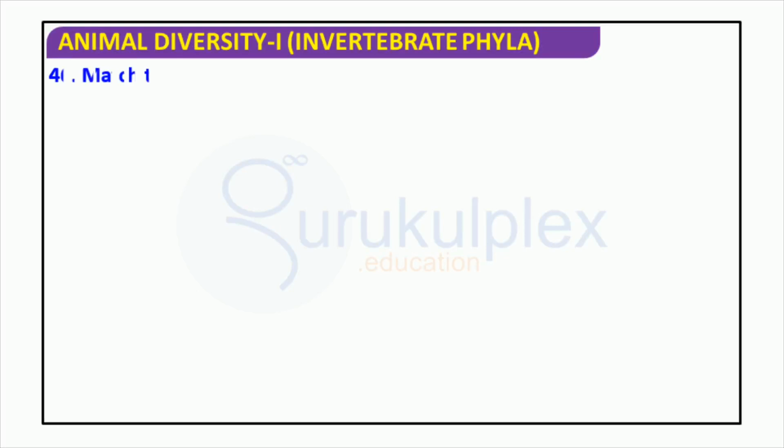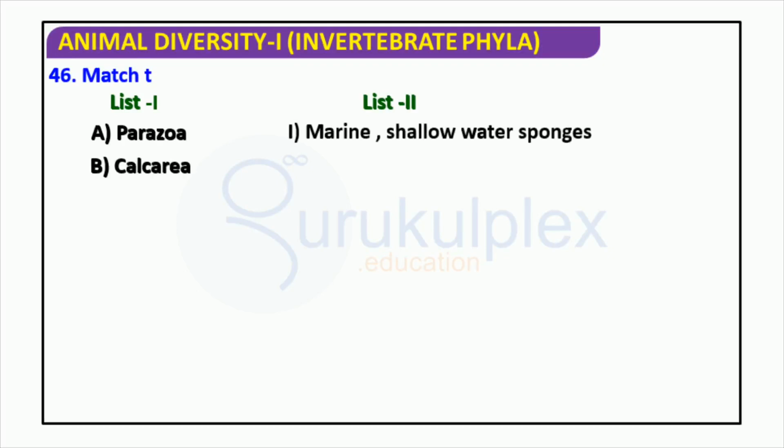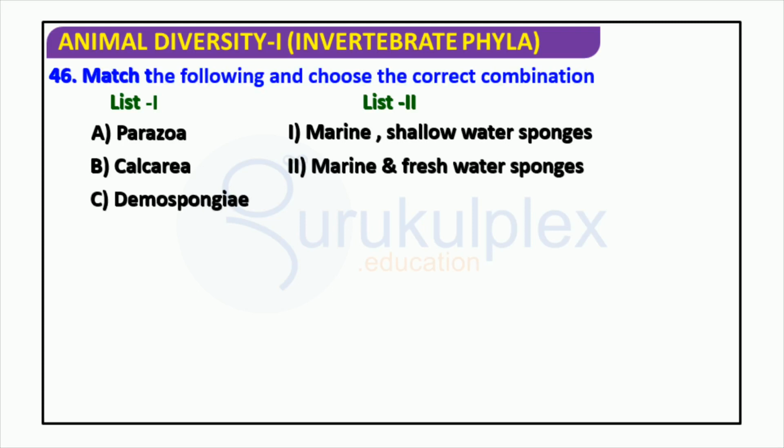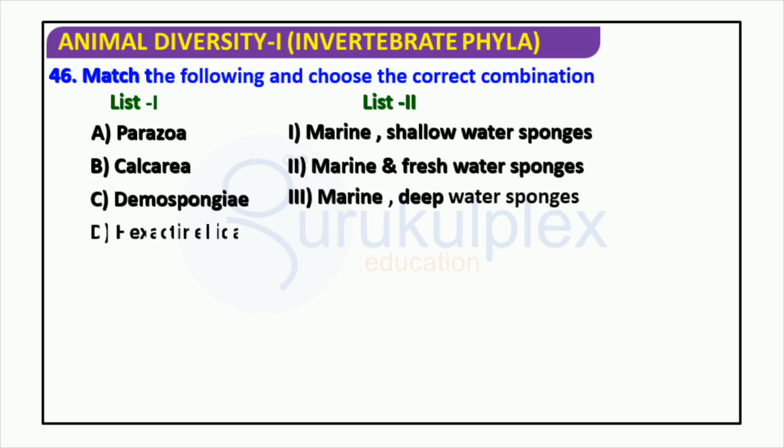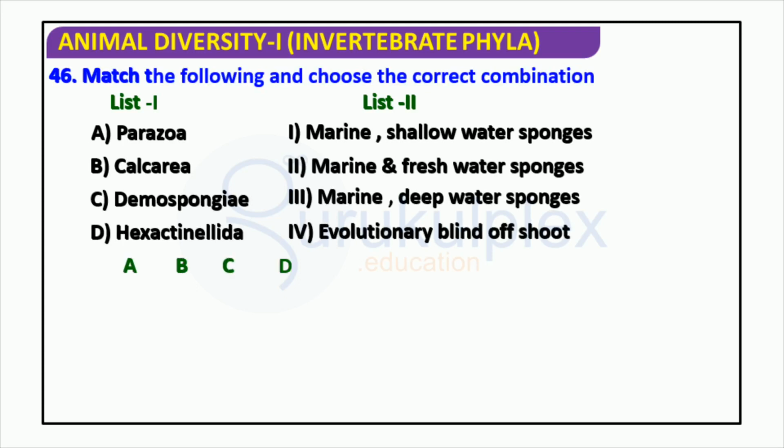Correct combination of A, B, C and D is number 3. Parazoa is the evolutionary blind offshoot. A are Calcarea, which are marine and shallow water sponges. B are Demospongiae, which are marine and fresh water sponges. Lastly, C are Hexactinellida, which are marine and deep water sponges.